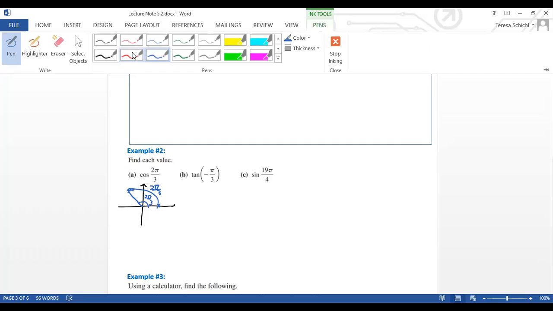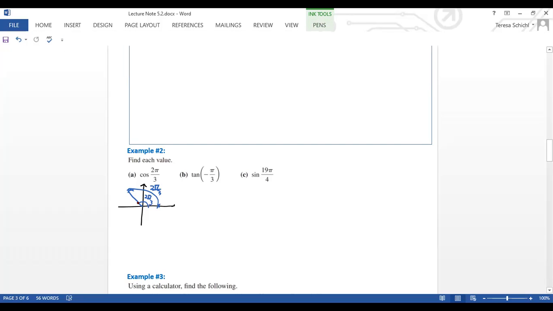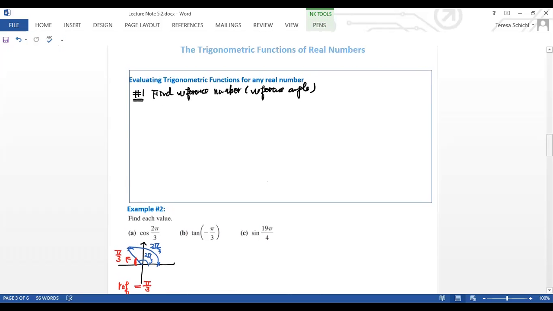So the reference angle, remember, is always to the what? To here, so it's always to the x-axis. So the reference number for this problem is what? It's pi over 3, because the whole thing is 3 pi over 3, which is pi. So this blue one is 2 pi over 3, and my reference angle is pi over 3 here. That's what we find in step number 1.